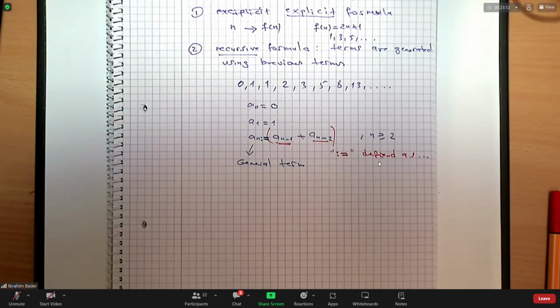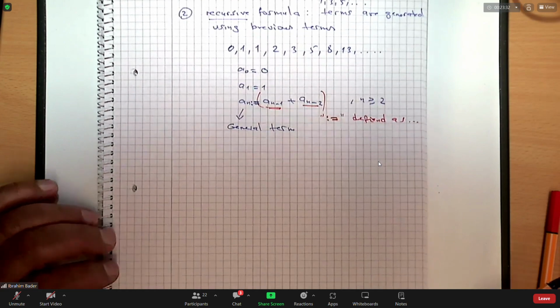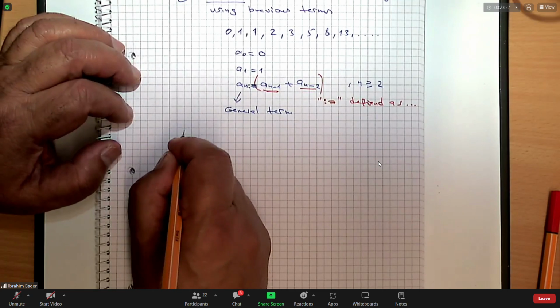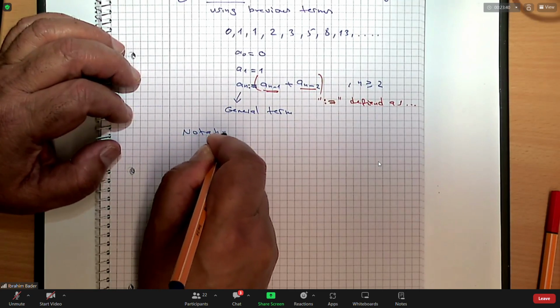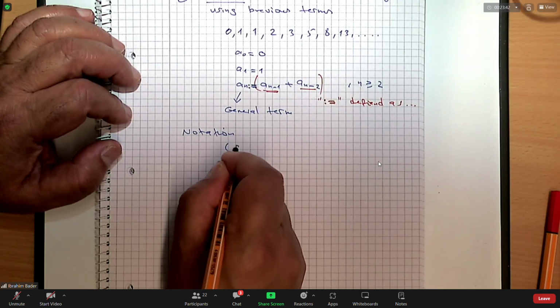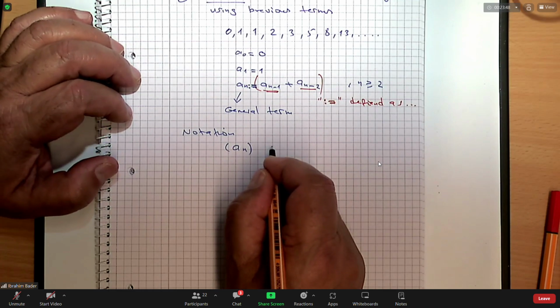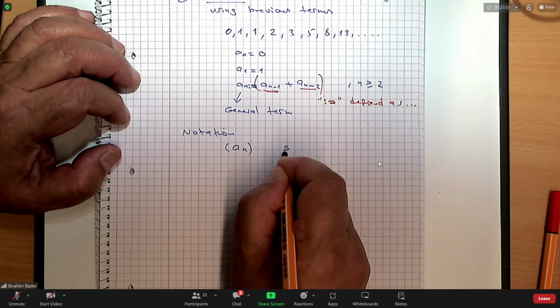Okay, now let's turn to some special types of sequences. Before that, as always, we agree about notation. There is a lot of notation used in literature, but we will use this: A sub n within parentheses refers to the sequence.